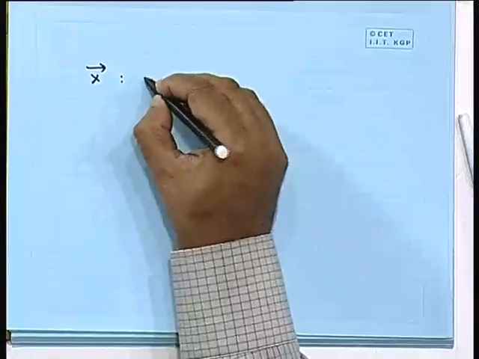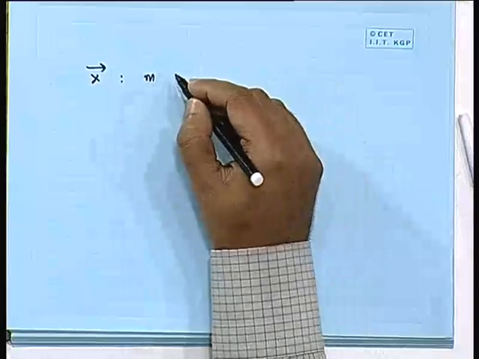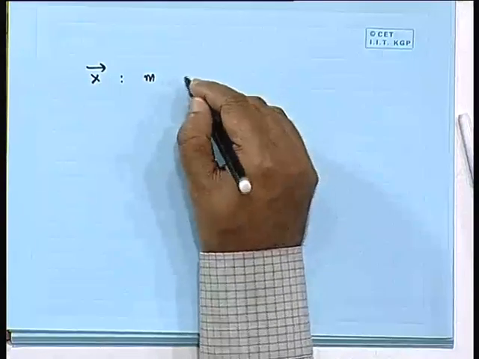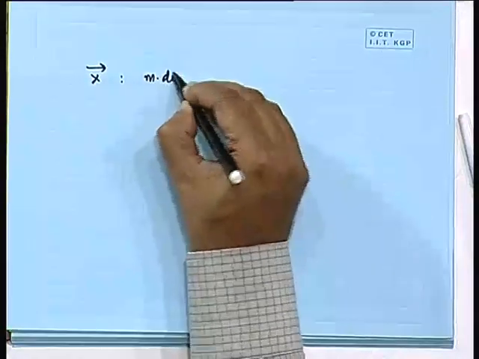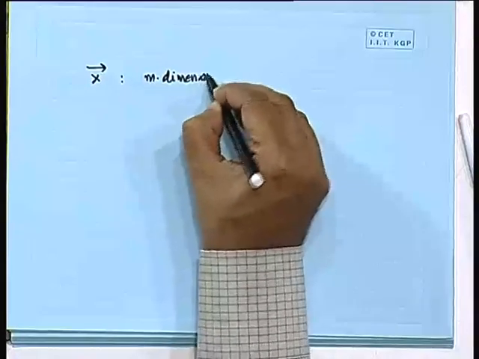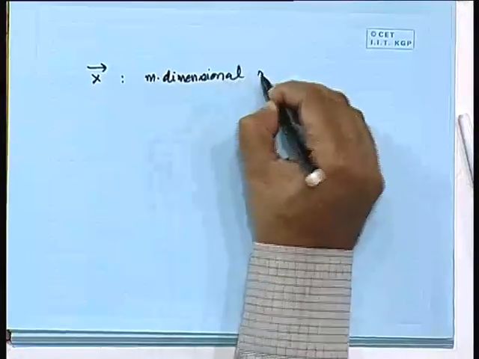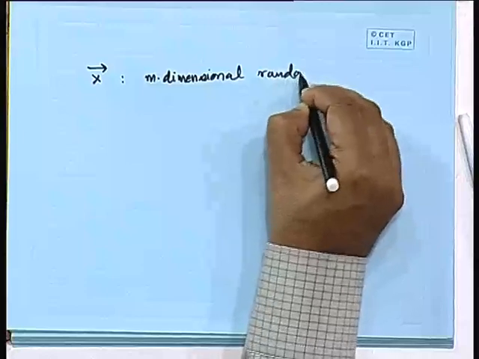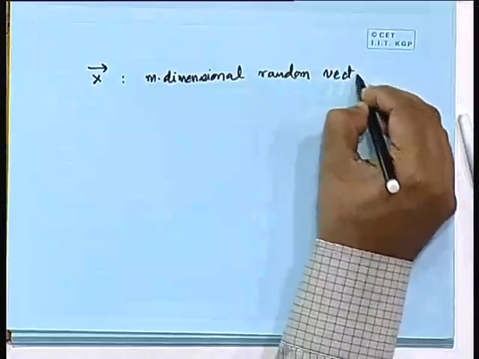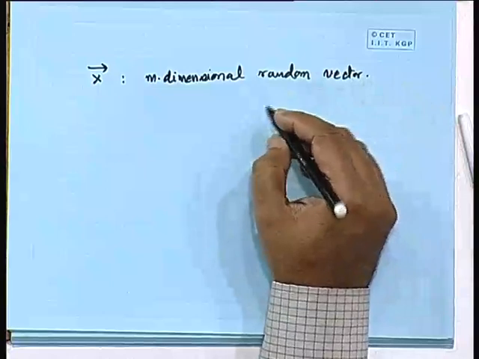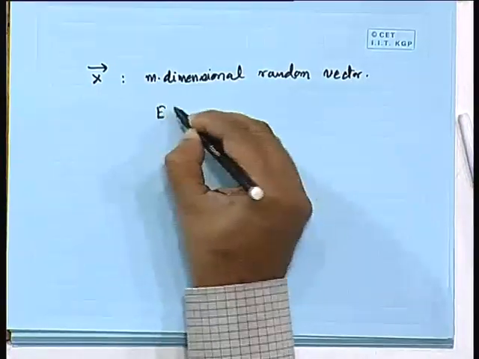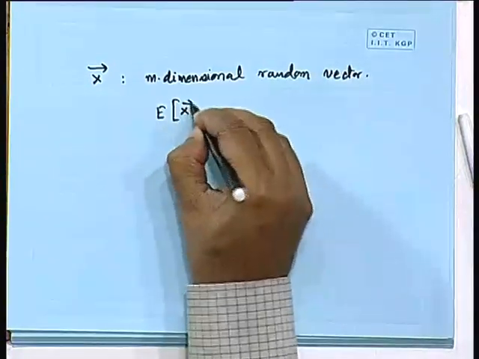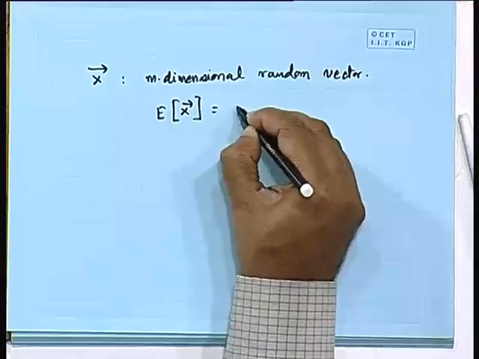In fact, that will be treated as a random variable used as a vector. So, this is an m dimensional random vector. And furthermore, what we assume is that the expectation of this x vector is equal to 0.